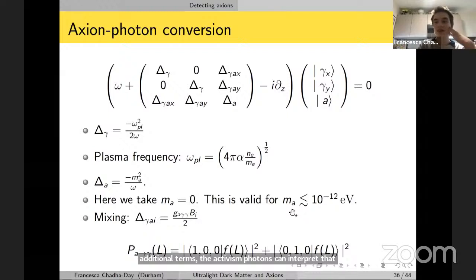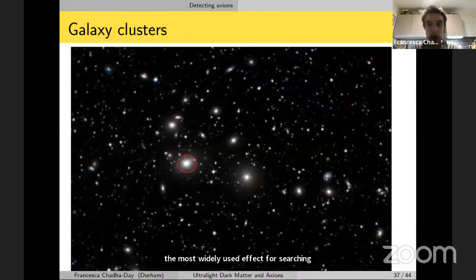So this effect is very exciting. It is quite a striking effect. If you think you might have an axion which suddenly turns into a photon that we can see, or photons suddenly disappearing into axions. And this effect of axion photon conversion is probably the most widely used effect for searching for axions. There are loads of ways of doing this, but one of the most powerful is to look at galaxy clusters.